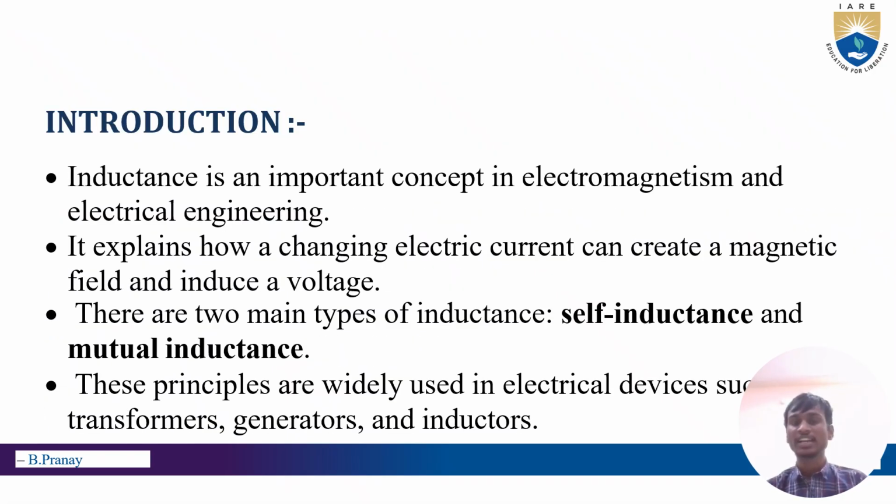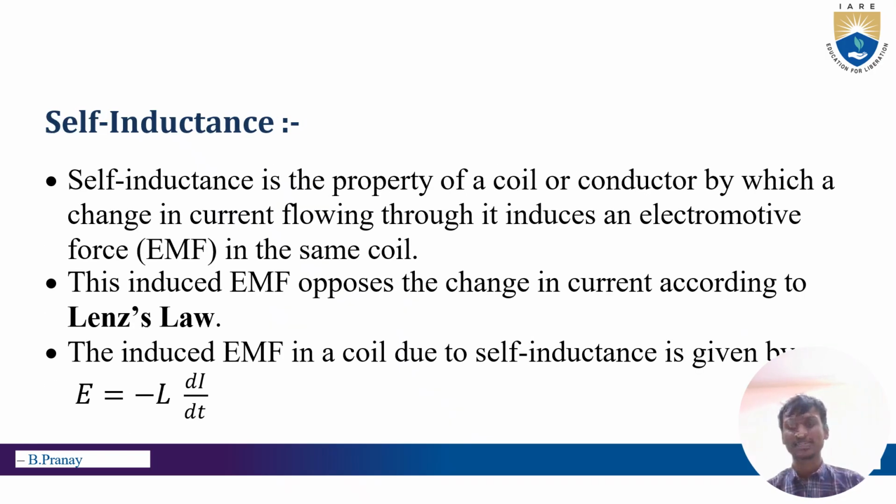First of all, inductance is an important concept in electromagnetism as well as electrical engineering. This inductance explains how electric current changes, creating a magnetic field and inducing a voltage. Next, there are two main types of inductance, as we discussed: self-inductance and mutual inductance. These principles are widely used in electrical devices such as transformers, generators and inductors.